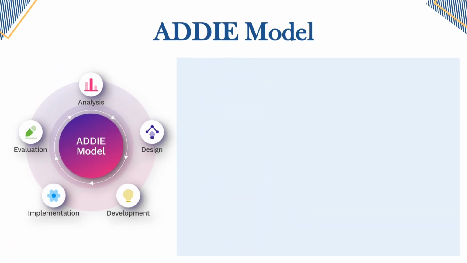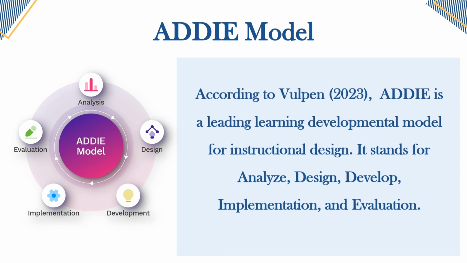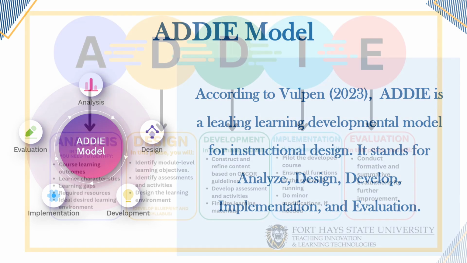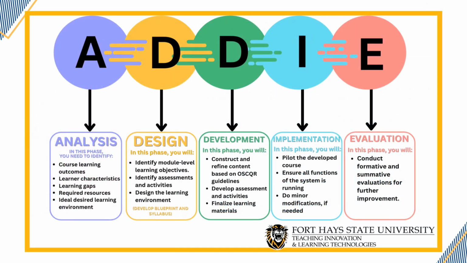The ADDIE model is a systematic instructional design used to develop educational and training programs. It consists of 5 phases, which are analysis, design, development, implementation, and evaluation. In the analysis phase, the instructional problem is clarified, goals and objectives are established, and the learning environment and the learner's existing knowledge and skills are identified.